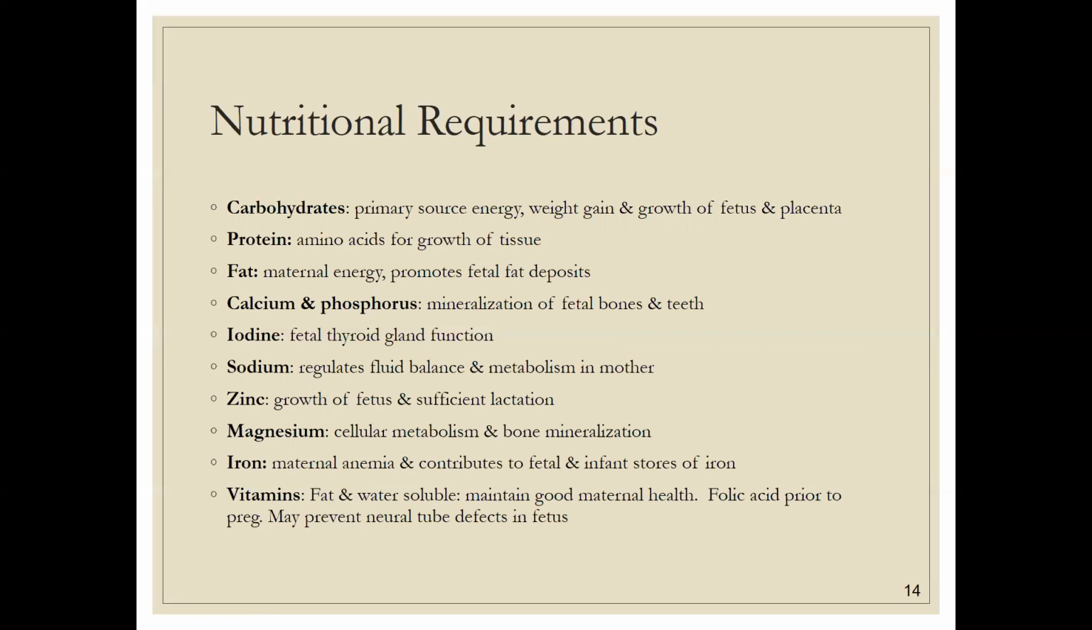Magnesium is for cellular metabolism and bone mineralization. Iron is for maternal anemia and contributes to fetal and infant stores of iron because baby can't make its own at that point. And vitamins, so fat and water soluble, maintain good maternal health, and then folic acid prior to pregnancy may prevent neural tube defects in a fetus. So a lot of these are in the prenatal vitamins, but carbohydrates clearly are not, proteins are not, fats are not. Those are all taken in from what mom eats or drinks.